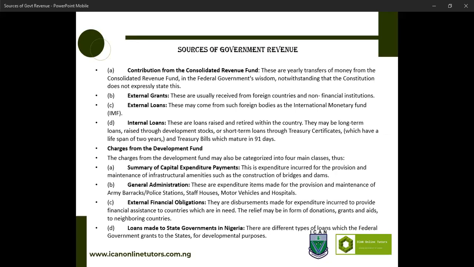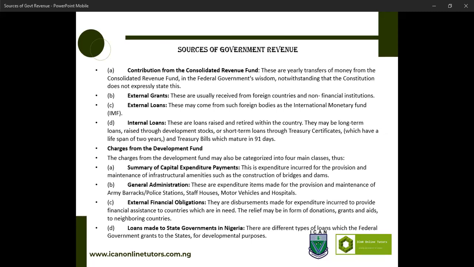The charges from development fund may also be categorized into four. The first one, summary of capital expenditure payments. Development fund account is created for the purpose of capital development, and major expenditure will also be a summary of capital expenditure payments. This is expenditure incurred for the provision and maintenance of infrastructural amenities, such as construction of bridges and dams.